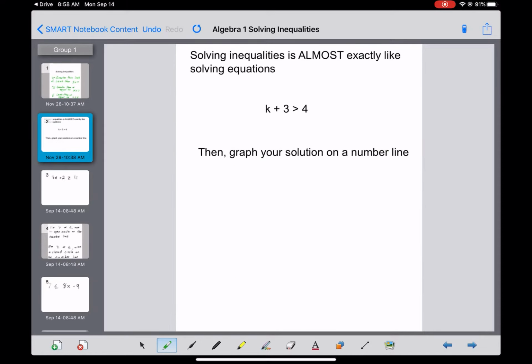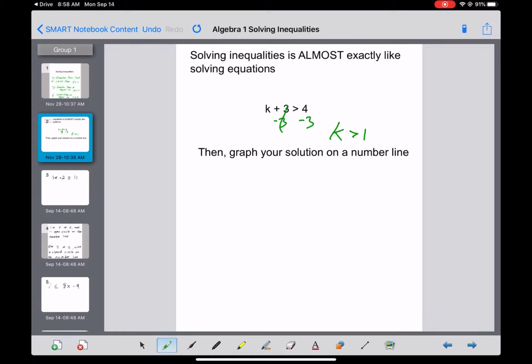Now, solving an inequality is almost exactly like solving an equation. There's just a couple small differences. So if I had the inequality k plus 3 is greater than 4, well, to solve this, I would do it just like I would an equation. Try to get the variable by itself. So I would subtract 3 on both sides, and I would end up with k is greater than 4 minus 3, which is 1. So k is greater than 1. So I solved that just like I would an equation.